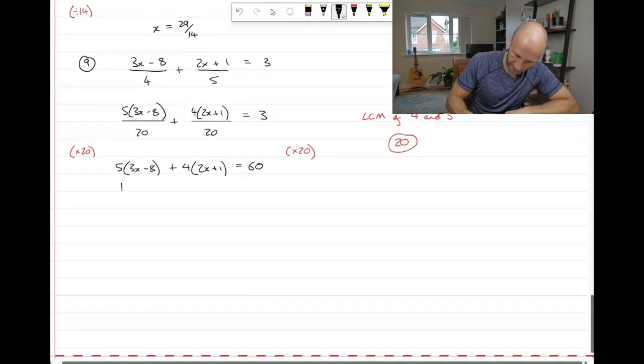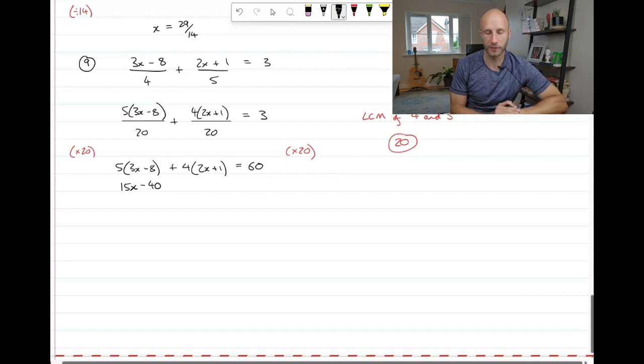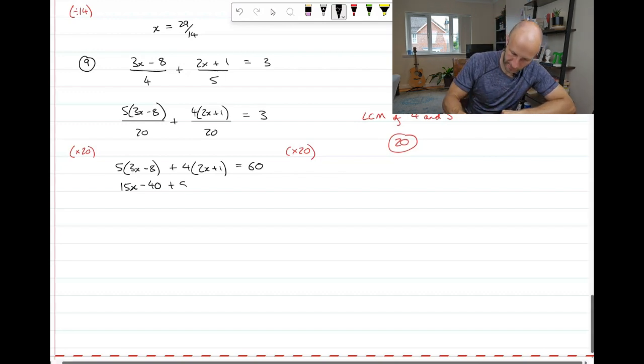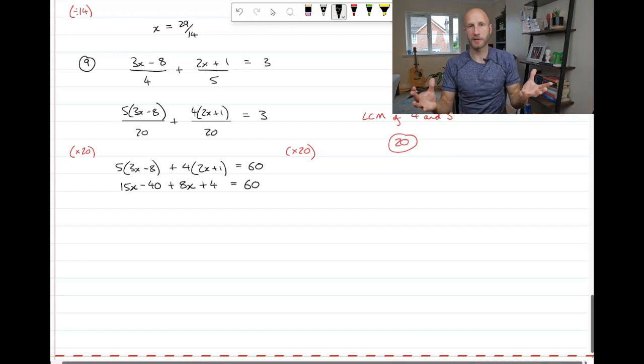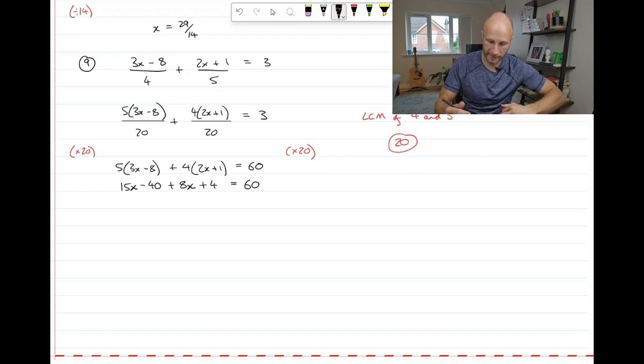So 5 times 3x is 15x. 5 times minus 8 is minus 40. 4 times 2x is 8x. 4 times 1 is positive 4. Not doing anything to both sides there, I'm just manipulating the left. I can expand those brackets. And the same here, I can simplify.